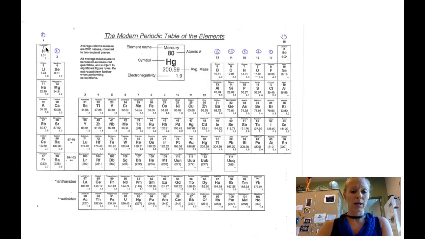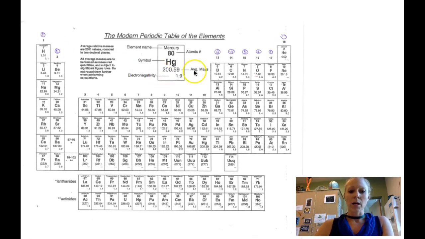Both a proton and a neutron have a mass of 1 atomic mass unit. This is going to be important for understanding how to find the number of neutrons. So remember that both protons and neutrons have a mass of 1 atomic mass unit. Electrons are so small that their mass is negligible, and we're not going to take it into consideration.